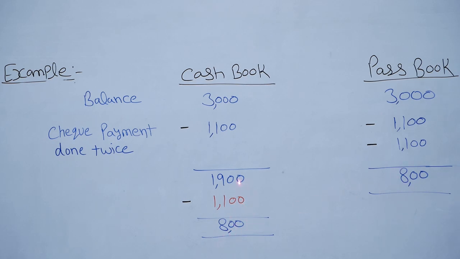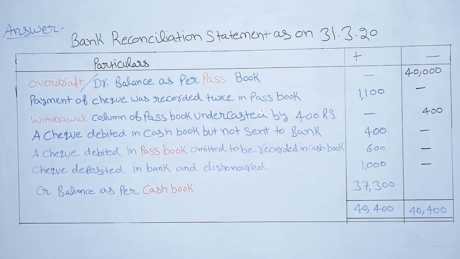If the question had started from cash book, then we would deduct 1100, but here the question started from passbook, so all rules will be reversed. So now we will add 1100 rupees. Payment of check was recorded twice in the passbook. It will come in the plus item.